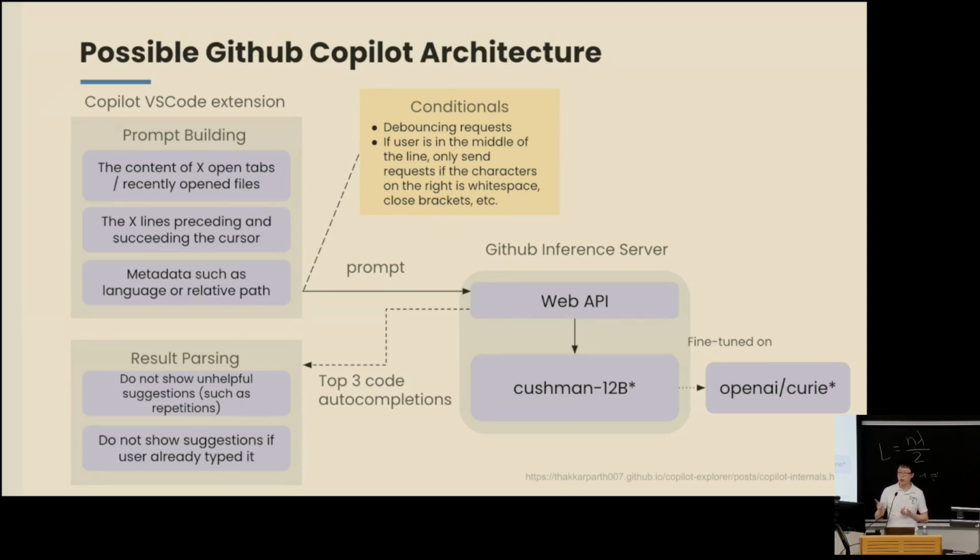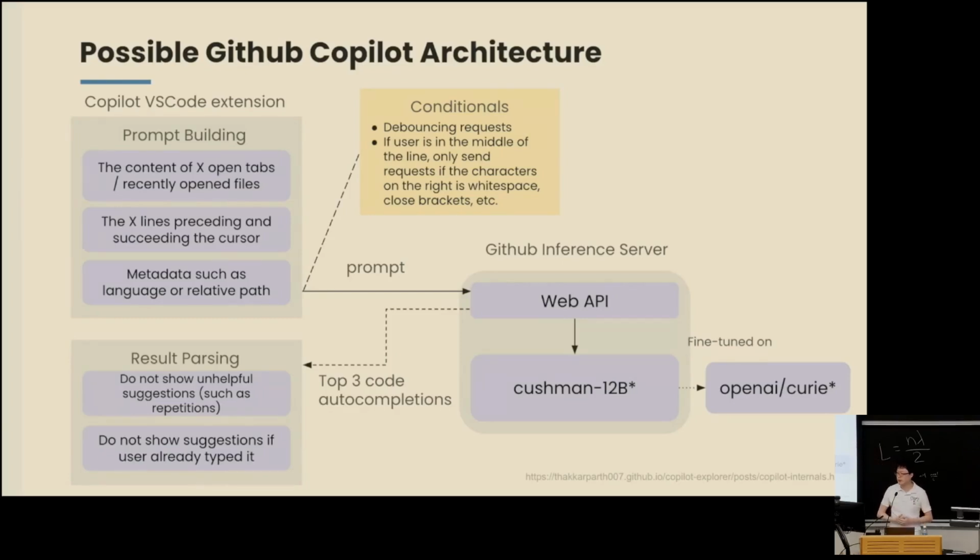And before we send this prompt over, there are also conditionals, as you know, front-end improvements. First of all, debouncing requests. So if you type fast, it doesn't autocomplete until you stop. And secondly, if the user is in the middle of a line, and if you think about it, it makes sense, it only sends the request if the character on the right is a white space or a closed bracket. So if you're in the middle of a line and you're entering stuff, it won't autocomplete unless you're near the end of what you want to write. So a closed bracket, a white space, a semicolon, that's when it actually triggers. And so this prompt is sent over to some sort of inference server.